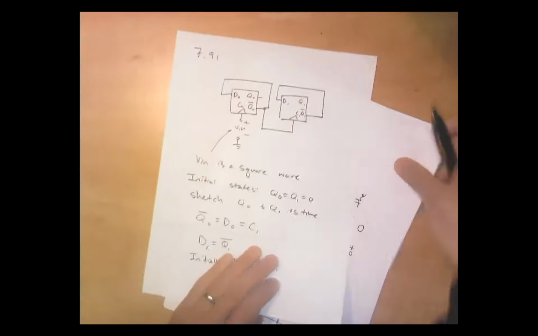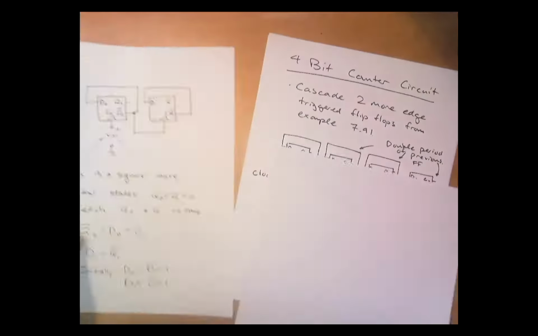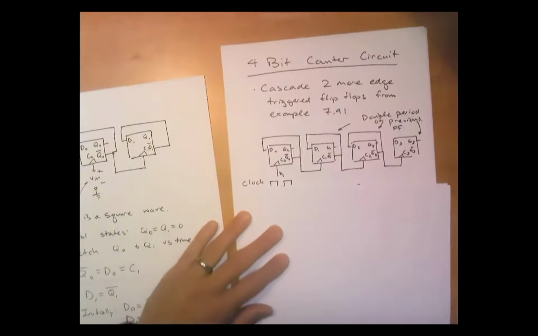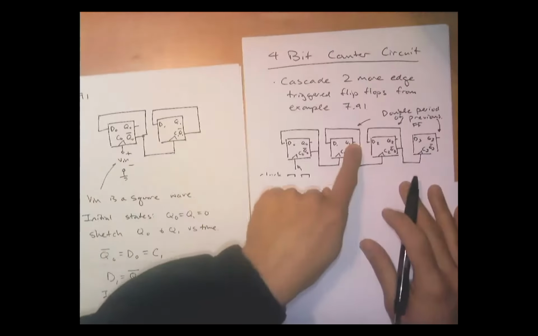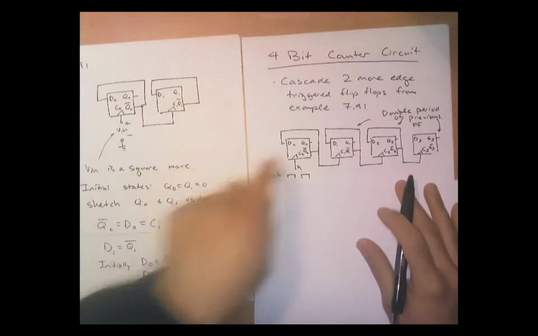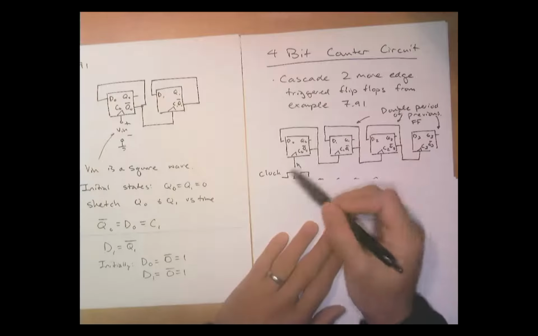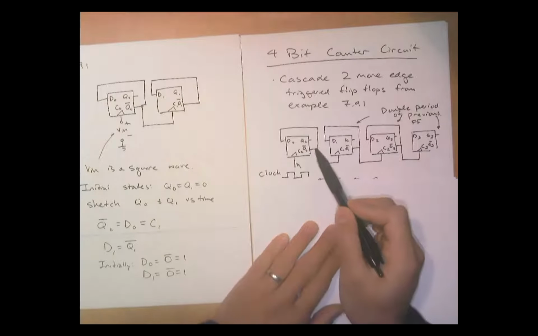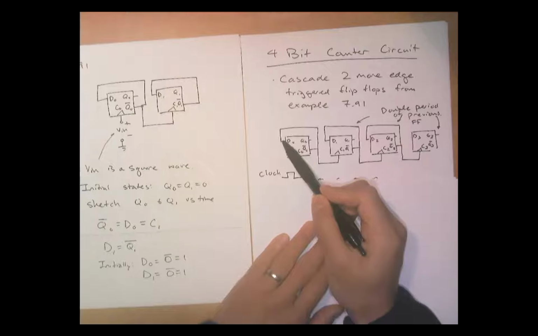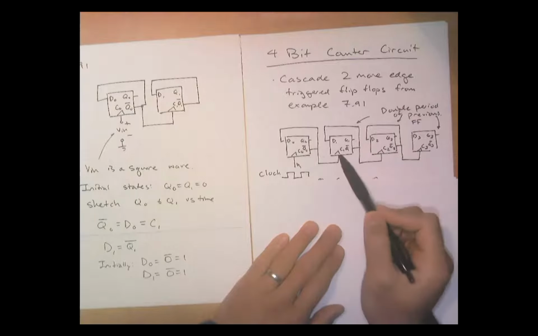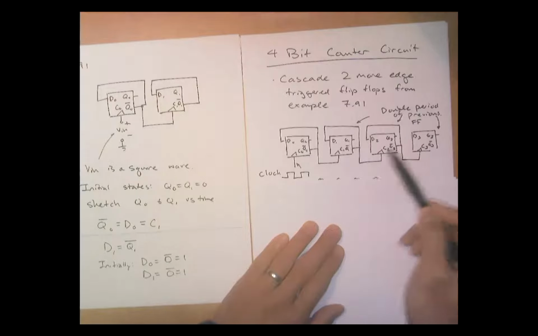Okay, so let's look at an example where you have doubling. This is the same exact interconnection as this one, just with 2 more added. I have the initial clock, and I have Q0 bar going to its initial data and the next clock, and then the same here and the same here.